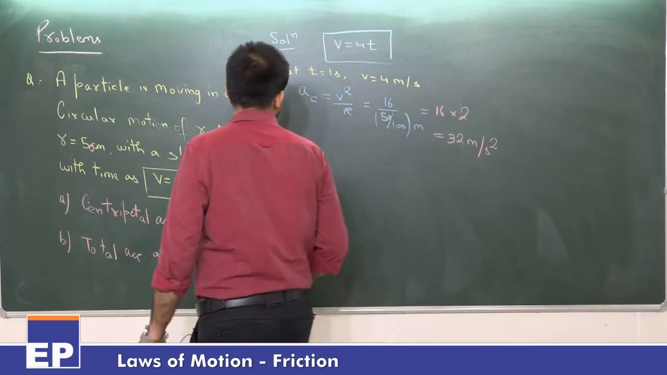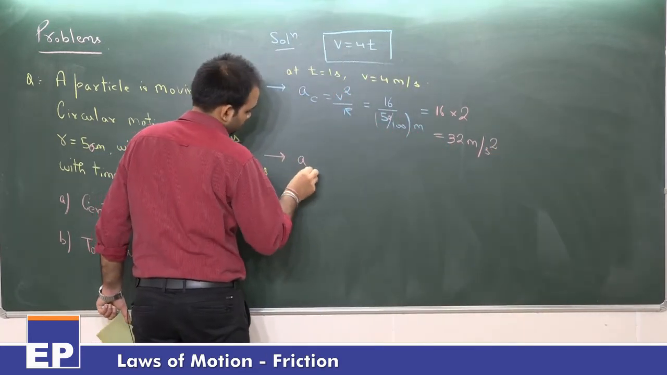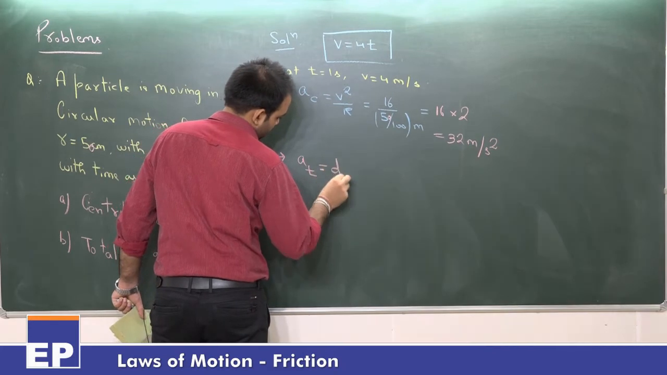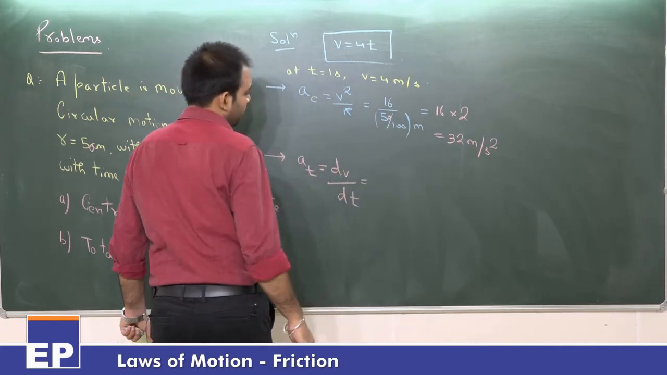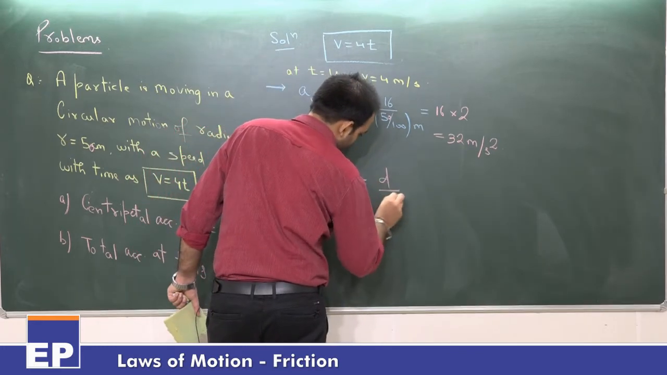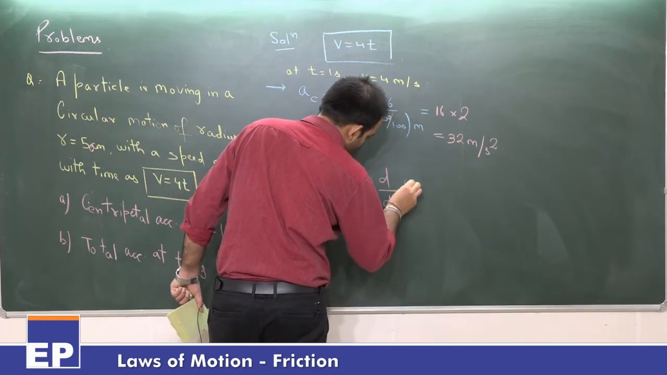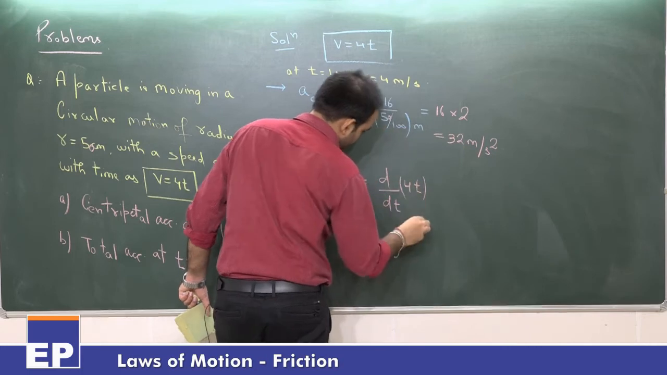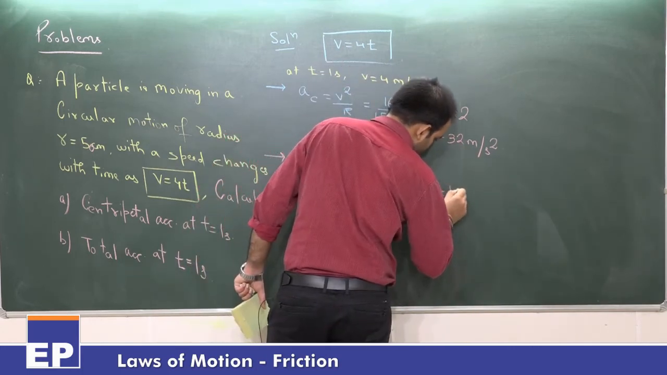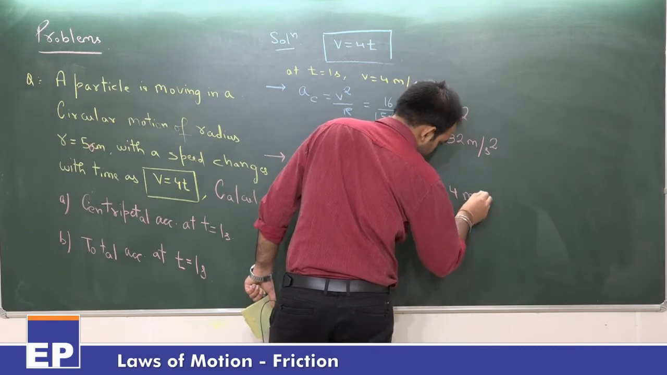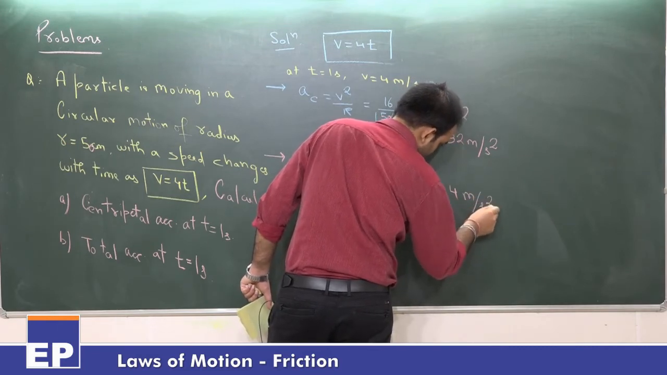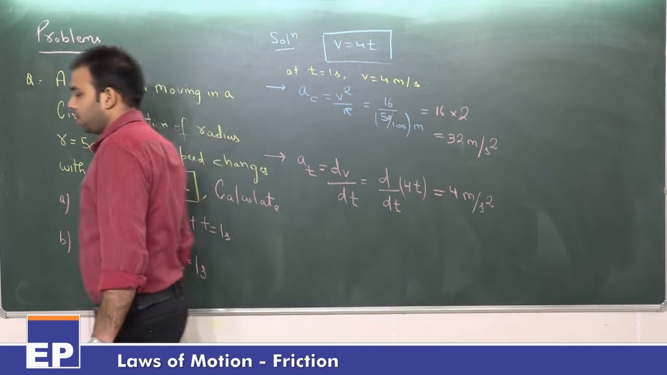Now what is AT? dV by dt. What is V? 4t. So it will become d by dt of 4t. What is d by dt of 4t? It is 4. So it is 4 meter per second squared. Right? So it is AC and AT.